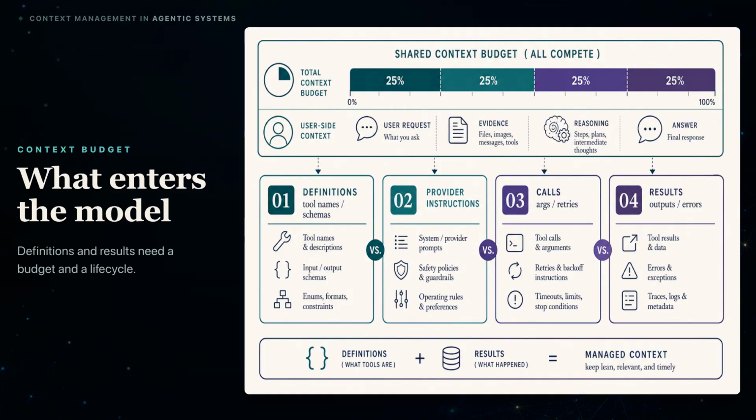The model receives a representation of callable names, descriptions, and parameter schemas before it can select an action. Providers may also add tool use instructions. After a call, arguments, results, errors, and retries can enter the continuing interaction. All of that competes with the user request: evidence, reasoning, and answer. The exact serialization differs by provider, but the durable point is simple. Definitions and results are model-visible context, and they need a budget and a lifecycle.